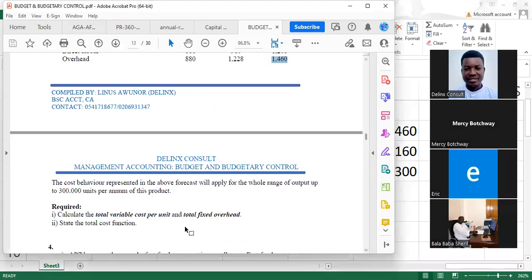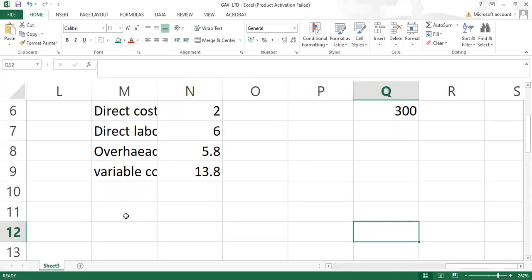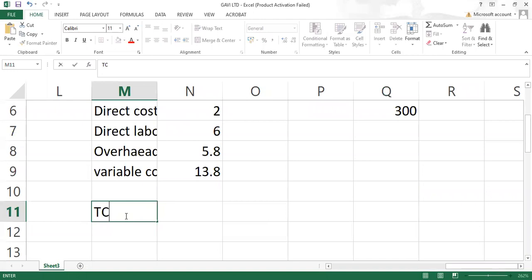All right. State the total cost function. How are you going to state the total cost function now? Total cost is defined as variable cost plus fixed cost. So total cost will now be what? What is the total variable cost? 13.8 times Q, the output level. So if you know the number of units that you are producing, you just multiply that unit by 13.8. That is the variable cost.